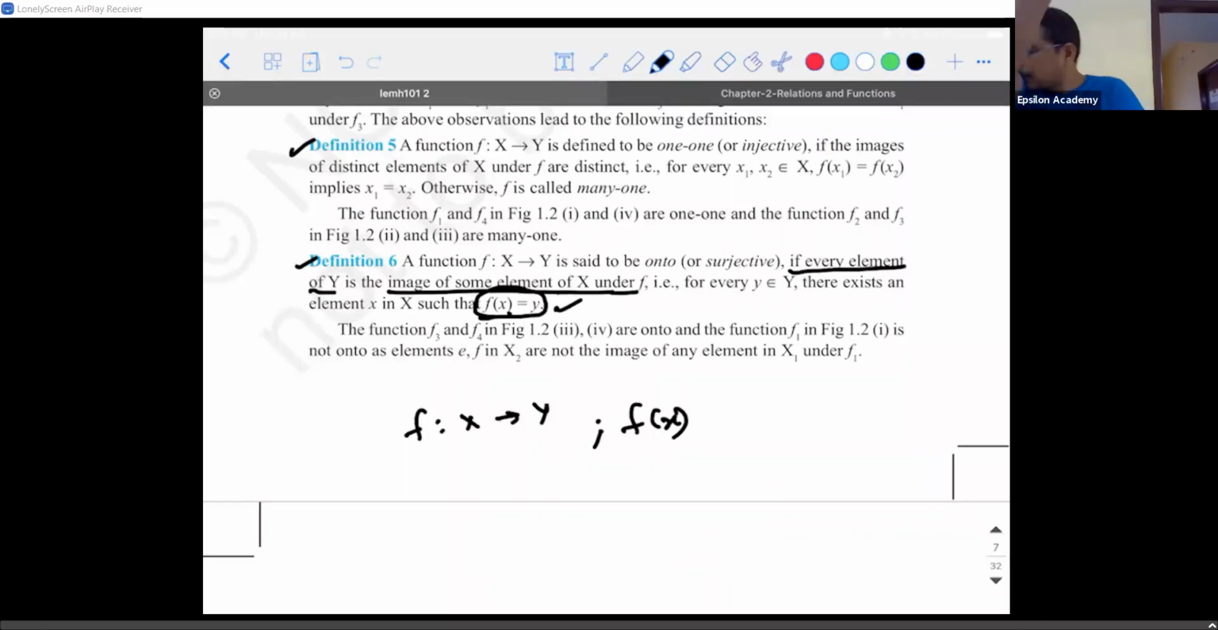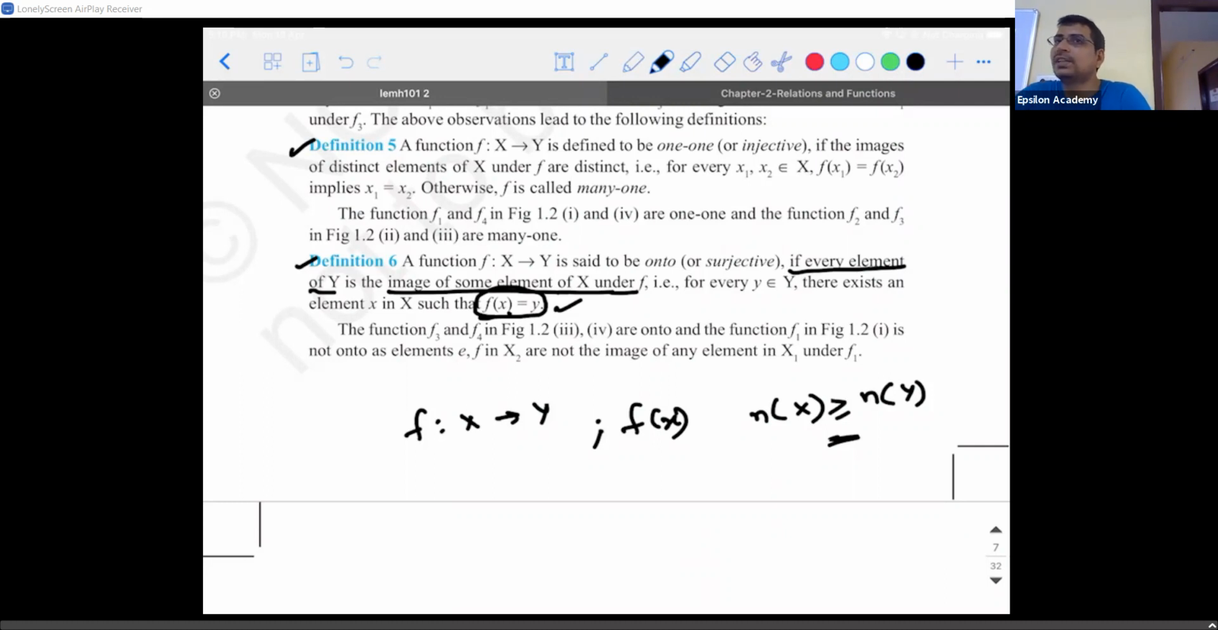Now, you tell me, what should be the relation in terms of number of elements between X and Y for a function to be onto? Should be greater than or equal to the number of elements in set Y. If it is greater than, is there a possibility for it to become a one-to-one function?